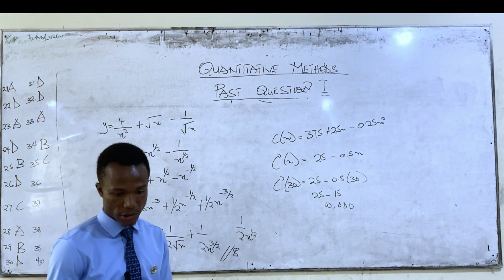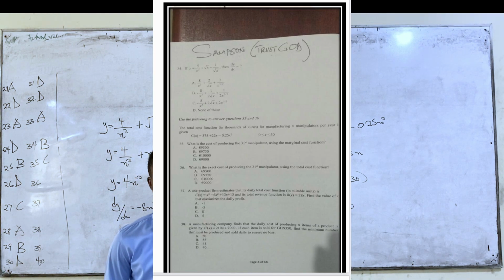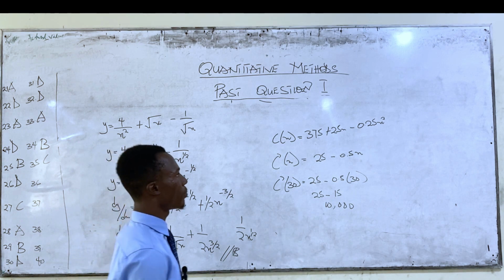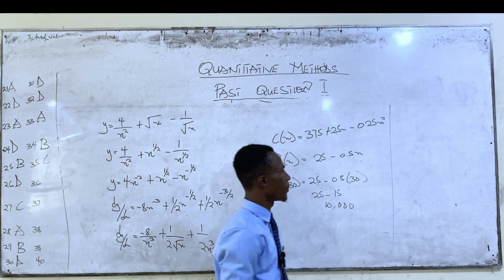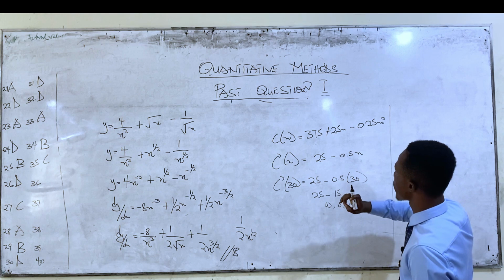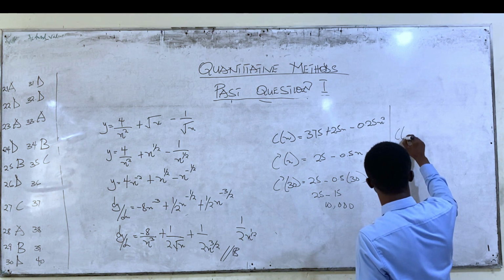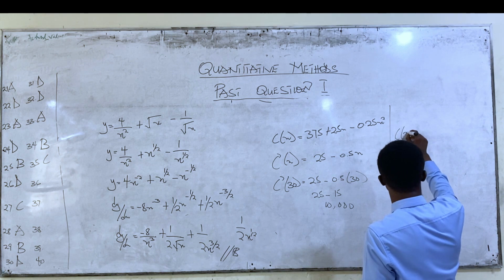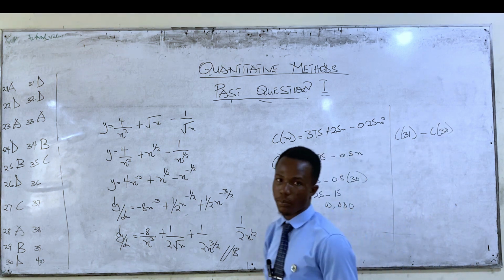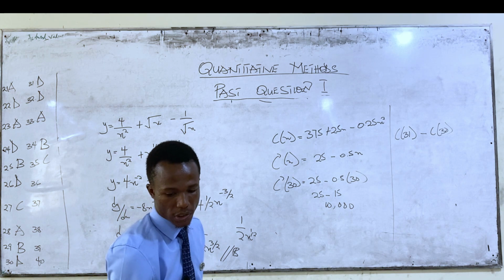What is the exact cost of producing the 31st manipulator using the total cost function? The exact cost for producing the 31st manipulator is going to be the cost for the 31st manipulator minus the cost for the 30th manipulator. As simple as that. So the two costs using the total cost function.